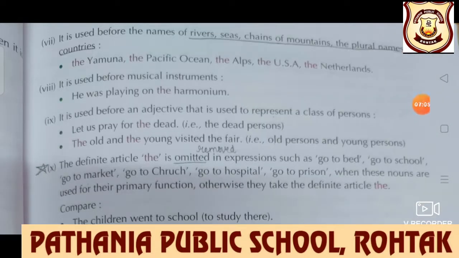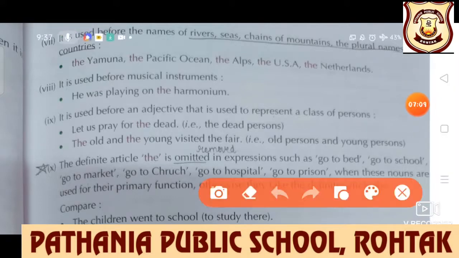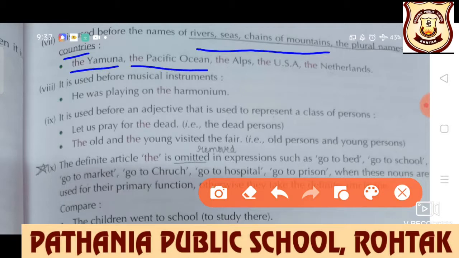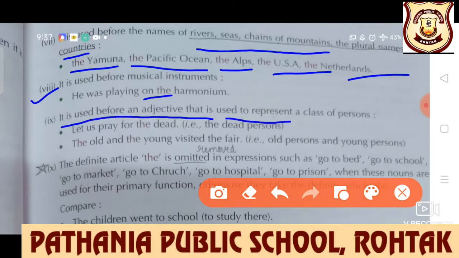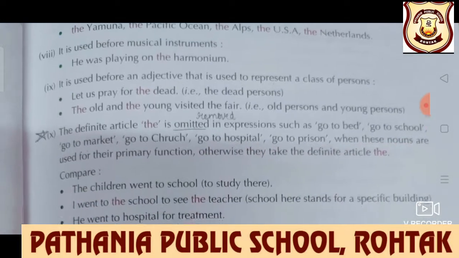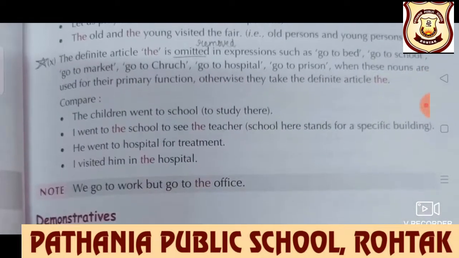The definite article the is used before the names of rivers, seas, chains of mountains, and the plural names of countries, like the Yamuna, the Pacific Ocean, the Alps, the USA, the Netherlands. It is used before musical instruments. He was playing on the harmonium. With musical instruments also, the is used. It is used before an adjective that is used to represent a class of persons. Let us pray for the dead means all the dead persons. Further, the definite article the is omitted.